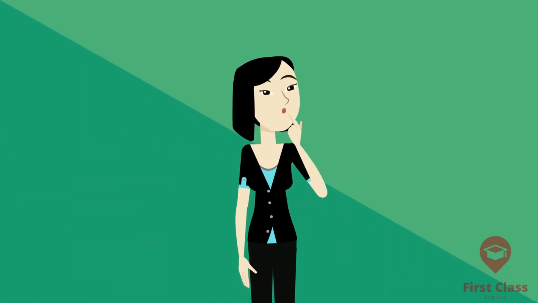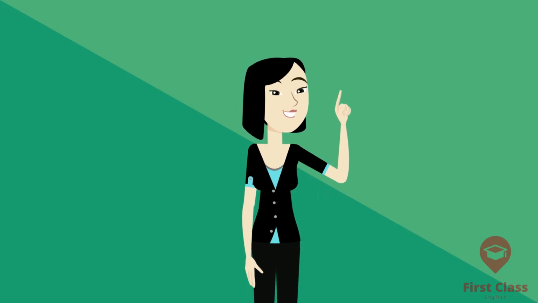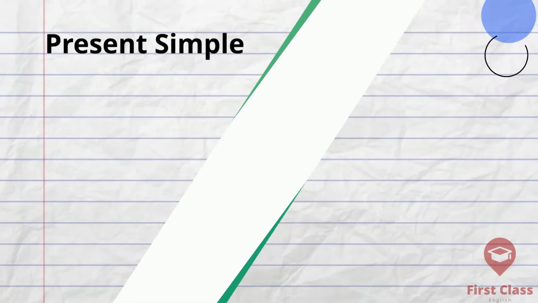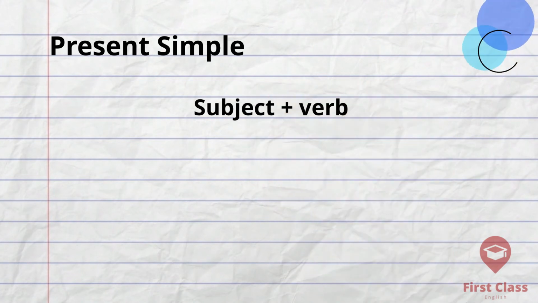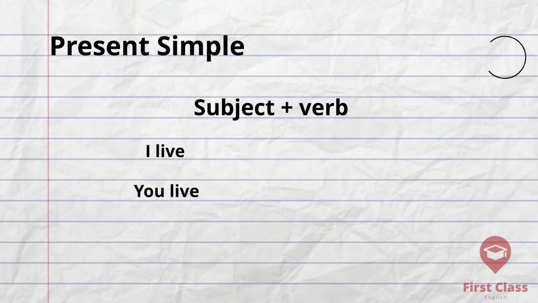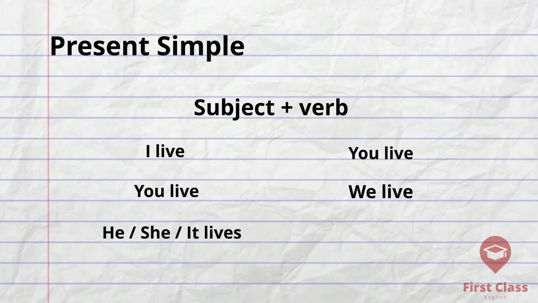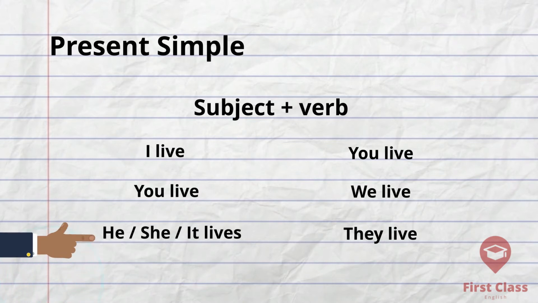Now, did you notice the spelling of these verbs? Let's look at how we can write and form the present simple. For the present simple, we use the subject plus a verb. The verb is in its original spelling. However, if it is a third-person singular subject, such as he, she, or it, we need to add an S to the verb.